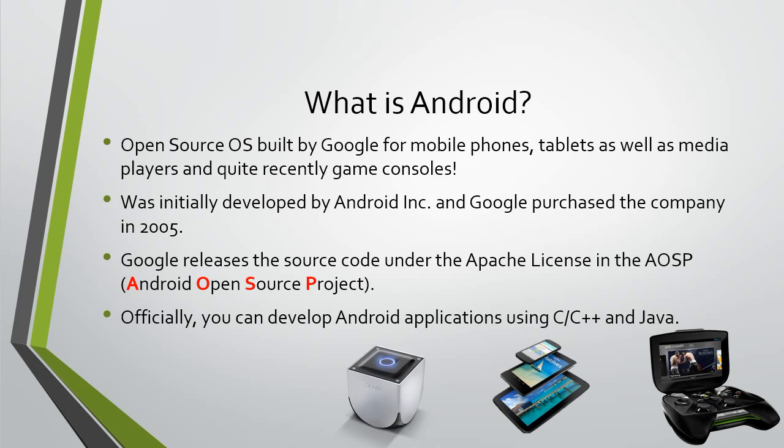Now, Android is an open source operating system built by Google, okay, for mobile phones and tablets as well as media players. It has appeared as well on many game consoles, which is quite interesting. And it was in fact developed by Android Incorporation. Then Google in fact acquired it, and they have been secretly working on Android itself. Then later on, somewhere in 2007, 2008, they started releasing the first Android version of the operating system.